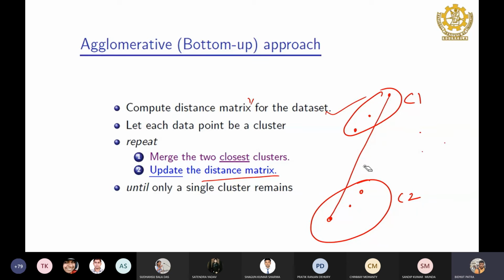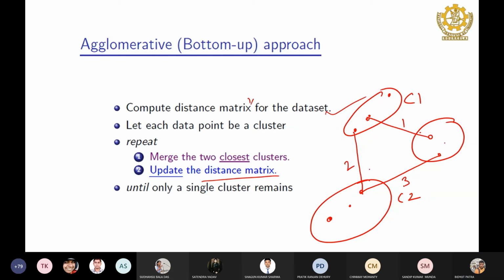Now you have another cluster here. From here the minimum distance will be here, and let's say the minimum distance will be here. So we are considering single linkage. Let's say this distance is 2, this distance is 1, and this distance is 3. Now you have to mark the two clusters. So which one will be marked? C1 and C3, because this distance is minimum.